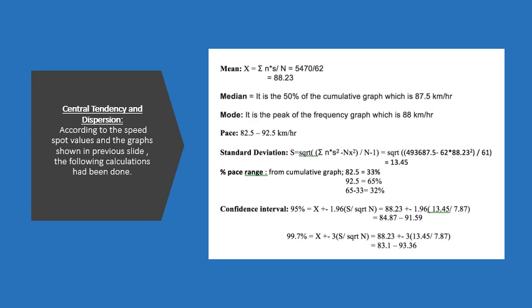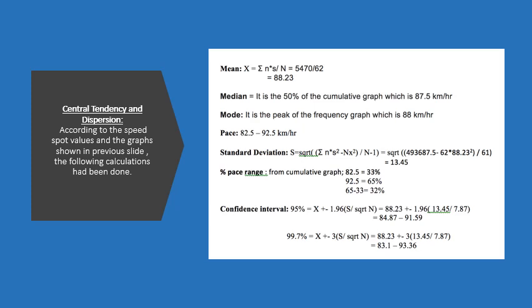Then we found the percentage pace range, which is found from the cumulative graph. And the speed of 82.5 km per hour is 33%. And the 92.5 km per hour is 65%. Then you find the difference of 65 and 33, which is equal to 32%, and that is the pace range percentage.